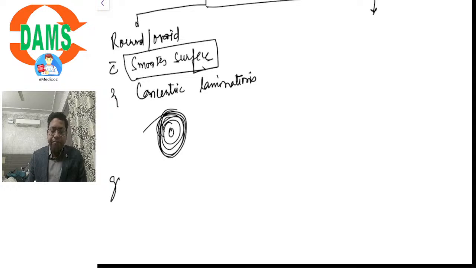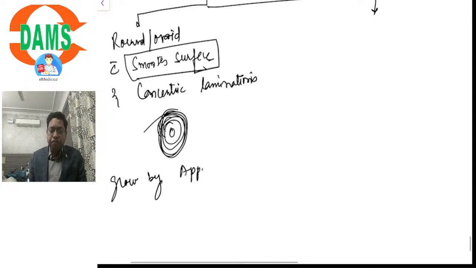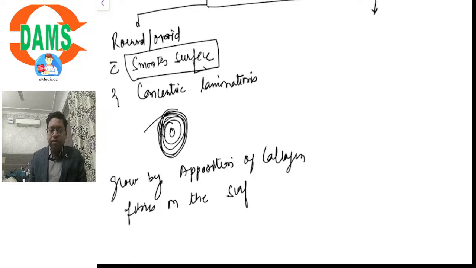And they grow by apposition of collagen fibers on the surface. Means the collagen fibers keep on adding to it. We know that pulp consists of collagen, type 1 collagen principally present. So these collagen fibers keep on accumulating over the surface and they are being calcified over time.